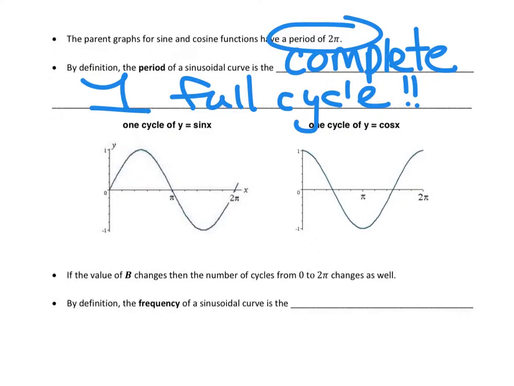If the value b changes, then the number of cycles from 0 to 2 pi will change as well. By definition, the frequency of a sinusoidal curve is how many cycles you see at 2 pi. Okay, so you'll notice the b value here is a 1 because I see one cycle at 2 pi. The b value here is a 1 because I see one cycle at 2 pi.